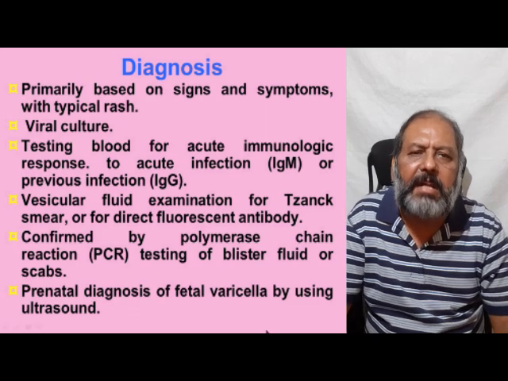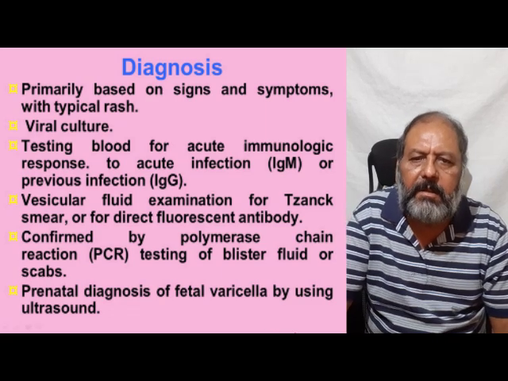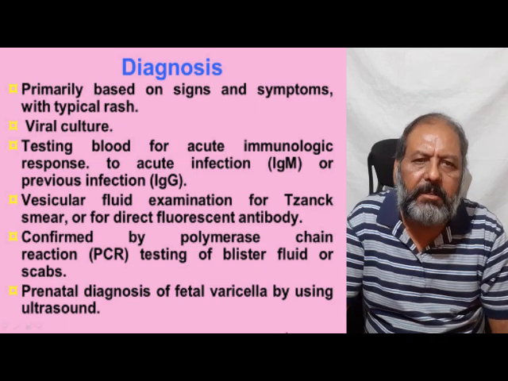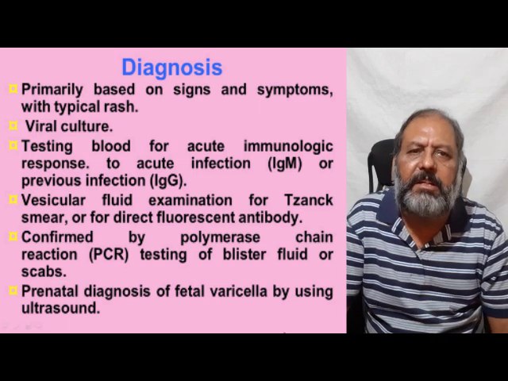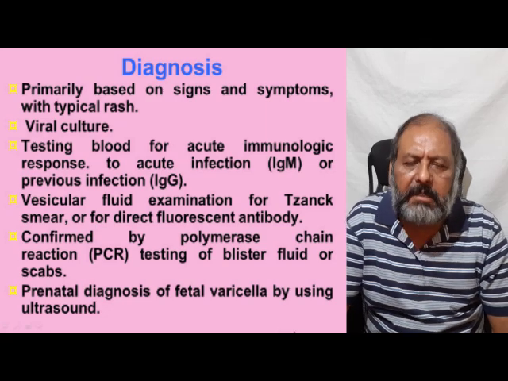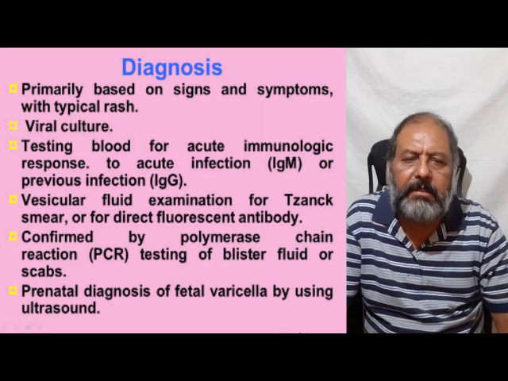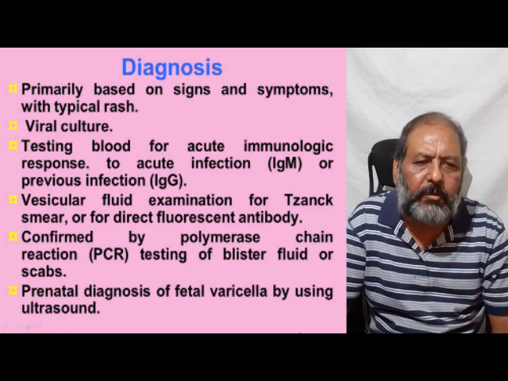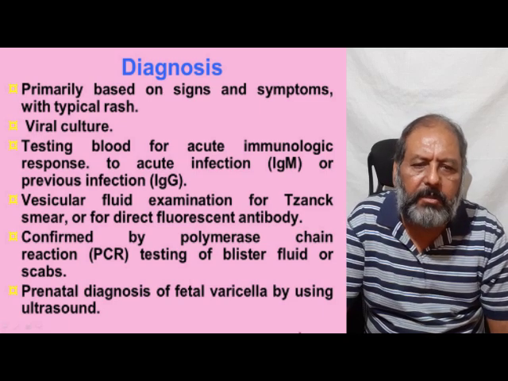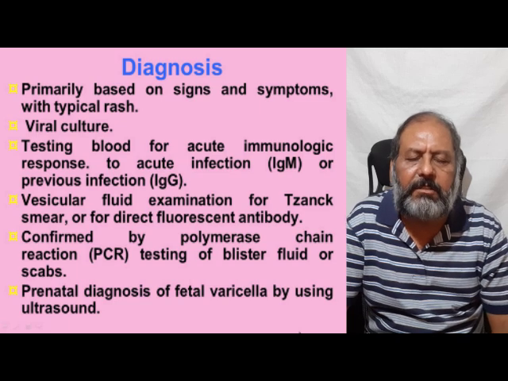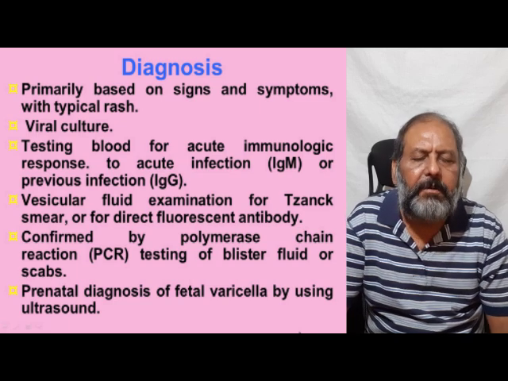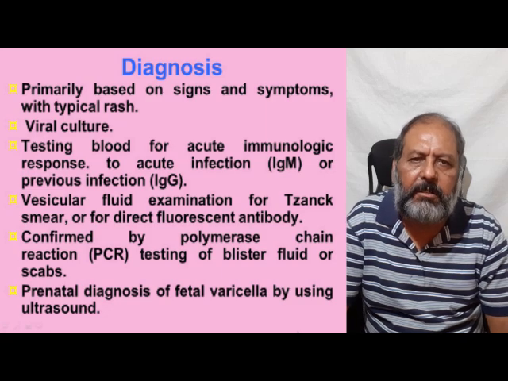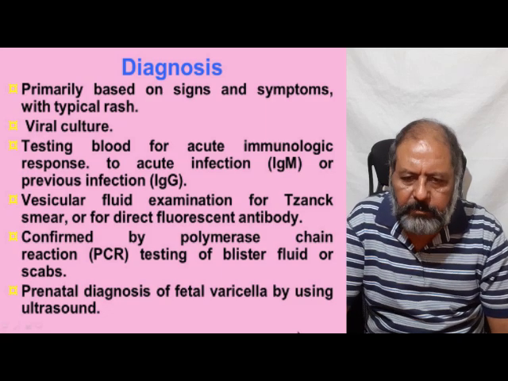Now, what is the diagnosis of chickenpox? Primarily based on signs and symptoms with typical rash. Most of the time, one can easily diagnose by the clinical appearance of the rash. Then one can go for the viral culture, testing the blood for the acute immunological response to acute infection, that is by the detection of IgM antibodies, or the previous infection, that is IgG.